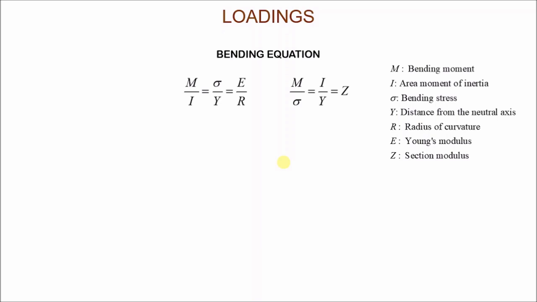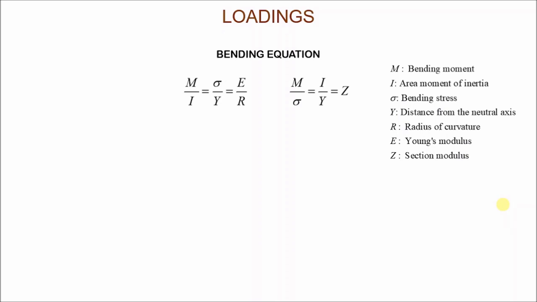R is the radius of curvature, E is the Young's modulus, and Z that you see here is the section modulus, and it's given by this equation here. Z is equal to the moment of resistance divided by the bending stress, and it's also equal to the area moment of inertia divided by the distance from the neutral axis. So either this or that will give you the section modulus Z. Very, very important.